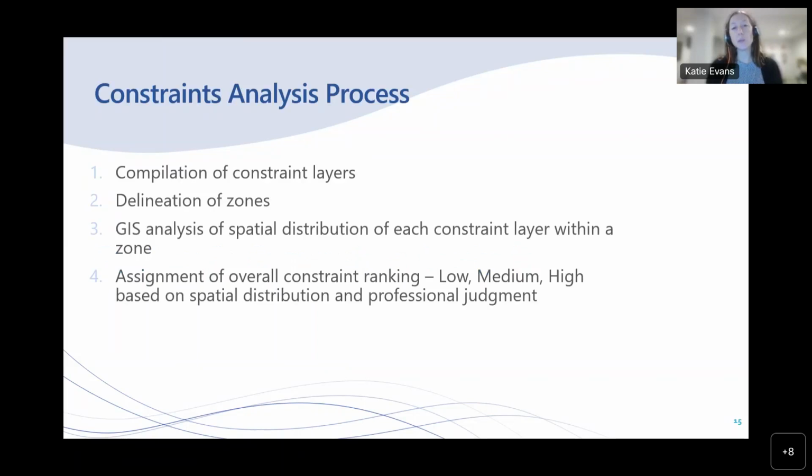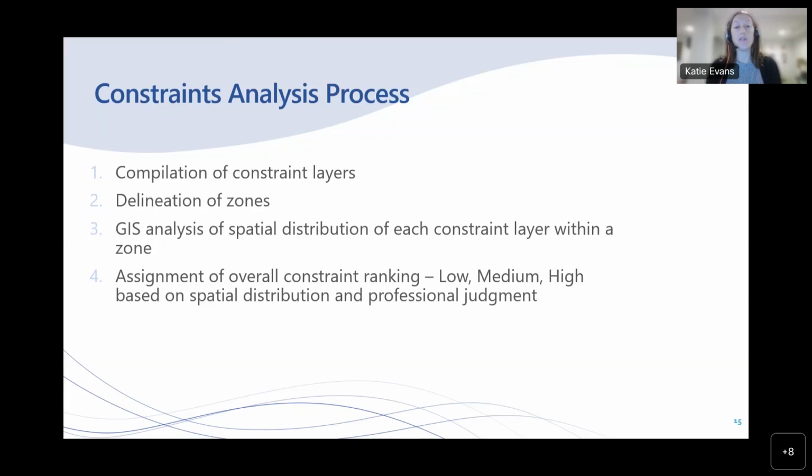So the constraints analysis process for both the offshore and onshore is summarized here and was generally the same between the two. The process started with the identification and compilation of a range of constraint spatial data, including natural and environmental resources, socioeconomic resources, and existing infrastructure, all with the potential to affect or be affected by construction, operation, and maintenance of offshore wind cables. That list of spatial data was shared with the cable working group for their review and comment, and the public also had a chance to comment on that during the previous request for information process.